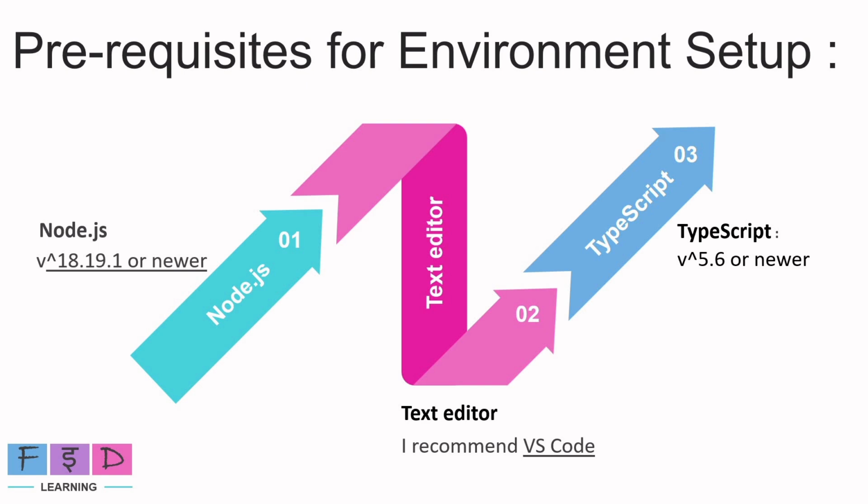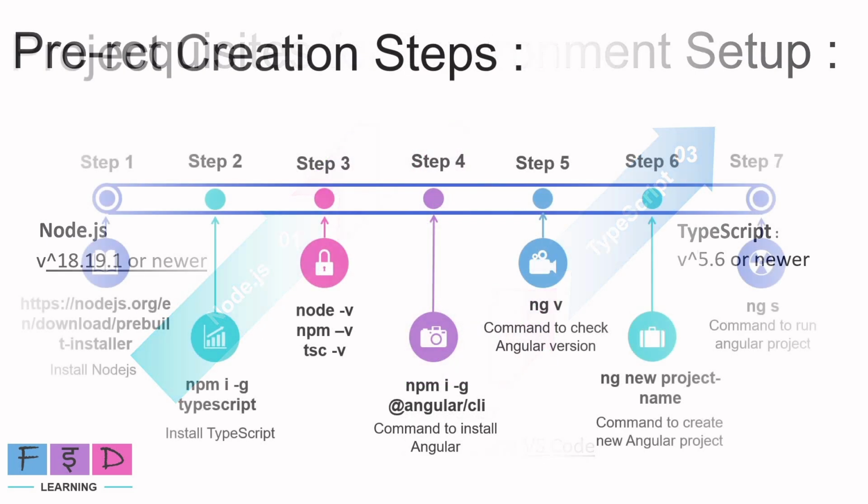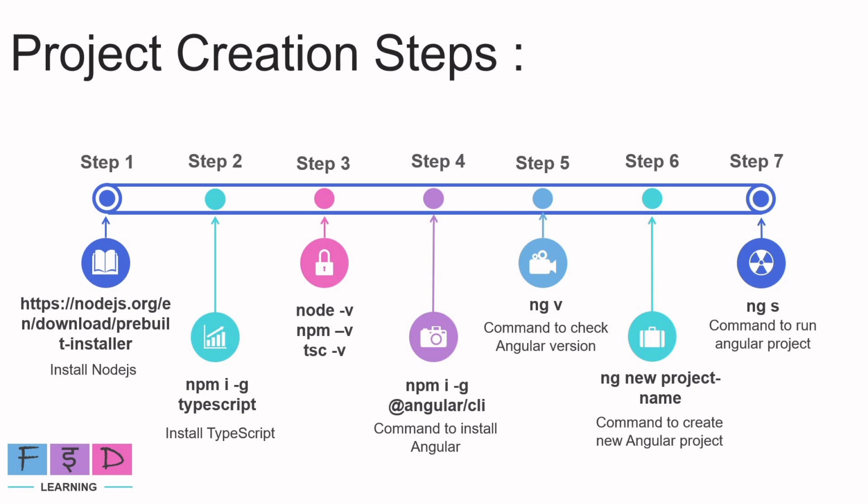Additionally, if you are new to Angular, a basic understanding of HTML, CSS, JavaScript, and TypeScript is recommended for better visualization of Angular concepts. Okay, so next, let's understand project creation steps. So there are 7 steps we need to follow in order to create a successful Angular application. With these steps, we will set up our environment. So the first step is we need to download and install Node.js version greater than 18.19.1 on your system.